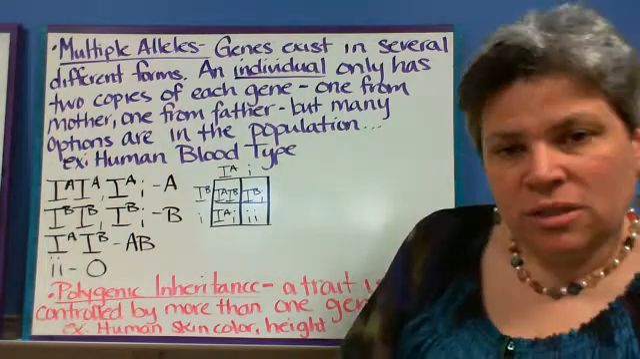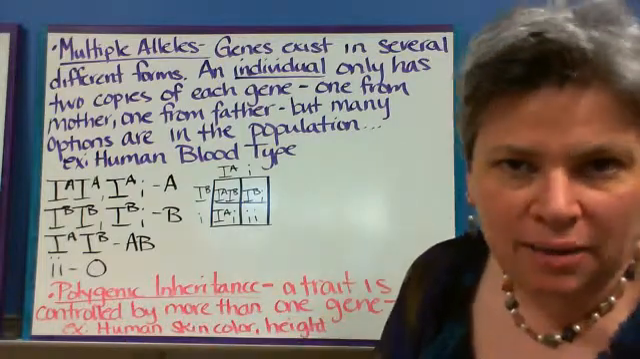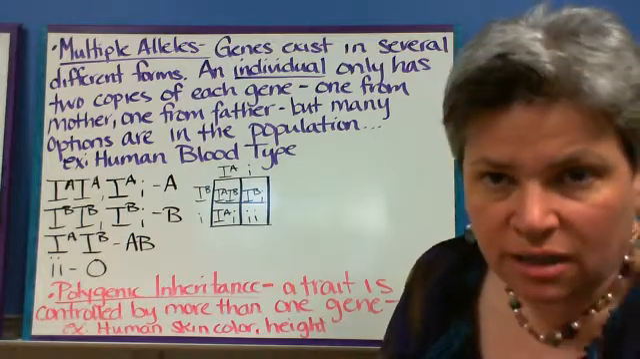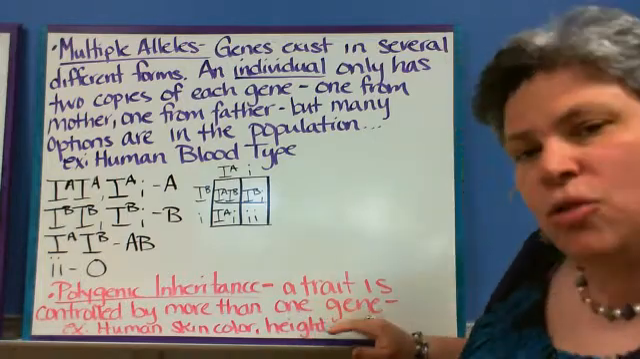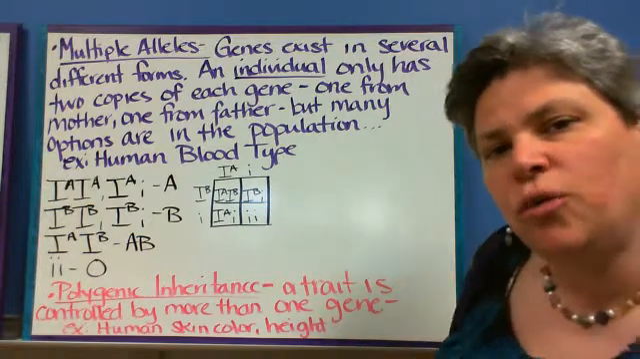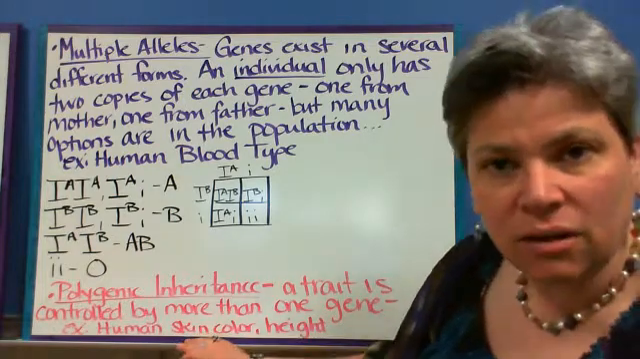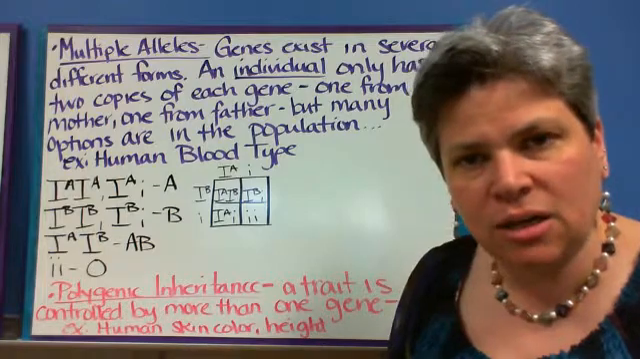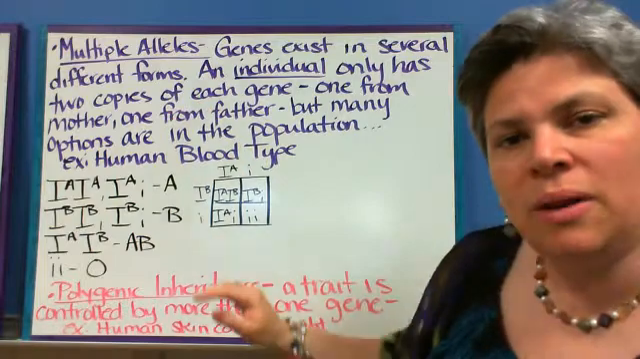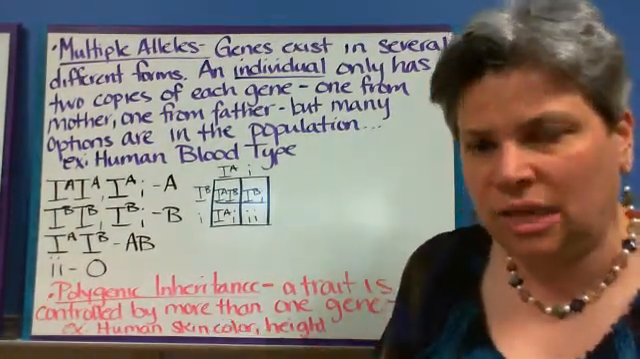Finally, the last one we're going to look at is this idea behind polygenic inheritance. What does poly mean? Poly means many. What do you think genic means? Gene. So it's a trait that's controlled by more than one gene. So many genes control for one trait. A very good example of that in humans is skin color. There are many, many options to human skin color. It doesn't mean that there's multiple alleles, not in this case. What it means with skin color is that there's many, many genes that are controlling the skin color.